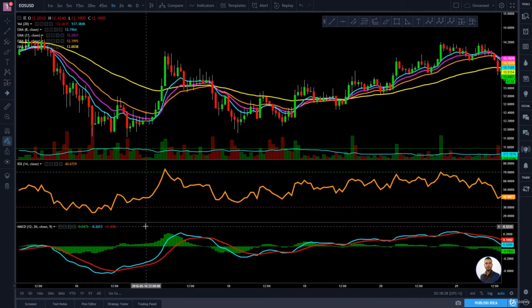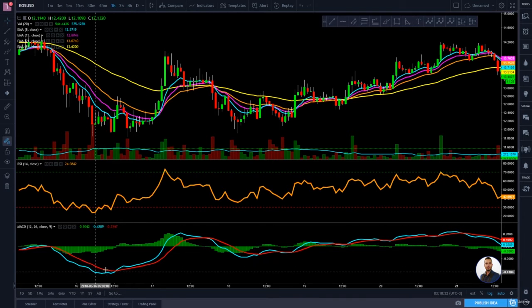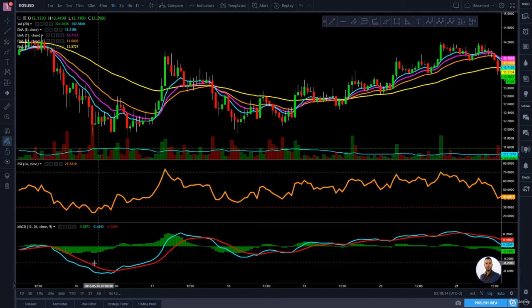So let's take a look at the MACD indicator, and what we see right here is that the signal and MACD moving averages are well below this zero axis right here, and on the histogram we can see that it starts to bullishly diverge as well. But let's search for another reason to enter a trade.